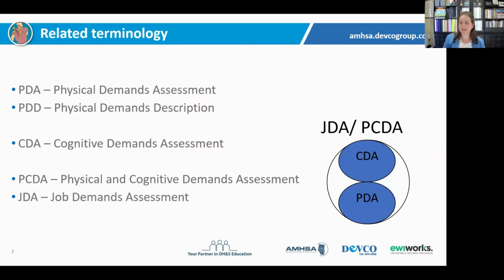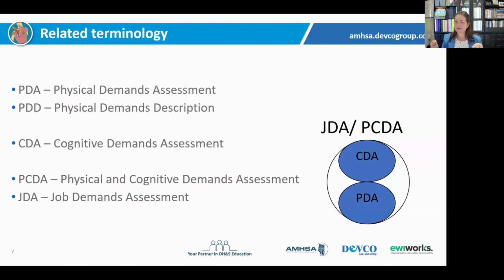Okay, so some other related terminology that we're going to go through is a PDA, commonly known as a physical demands assessment. I've also heard the term PDD, a physical demands description. I group them together because they are very similar when I've seen them documented. Most of the time they relate to the physical aspects of what's required in a job. The word assessment often leads people to think that there's some kind of evaluation associated with it, and sometimes there is a ranking in different portions.